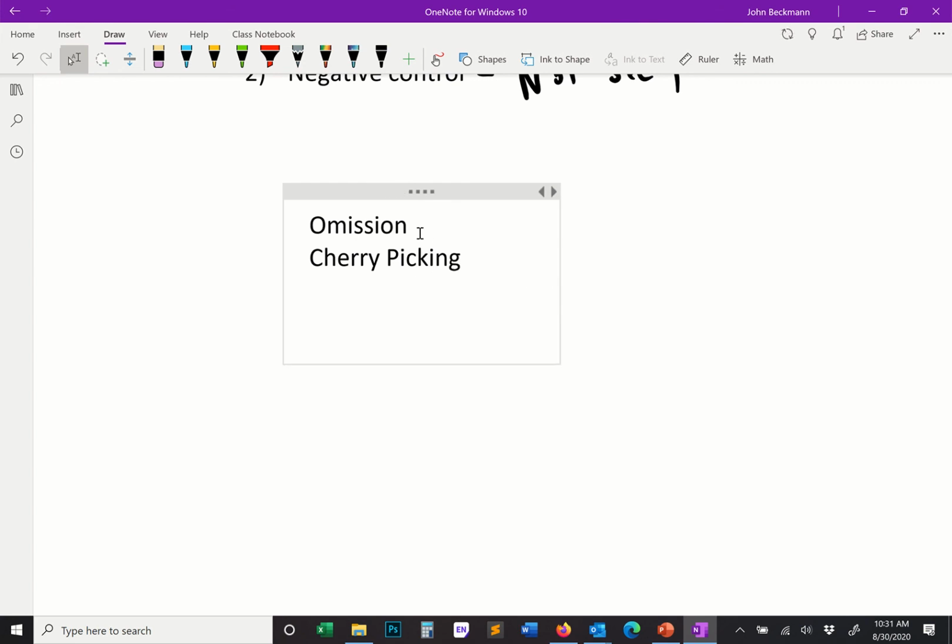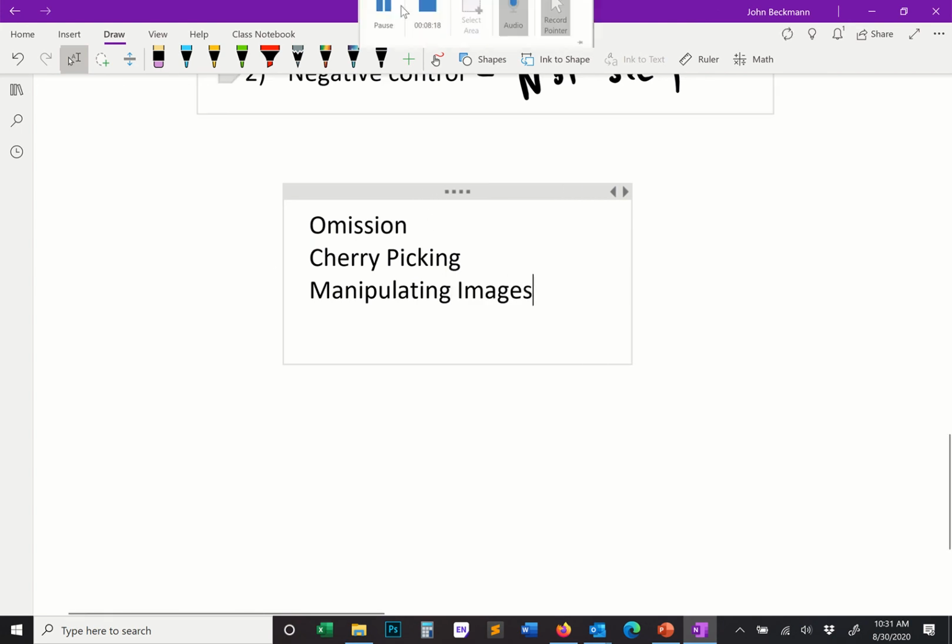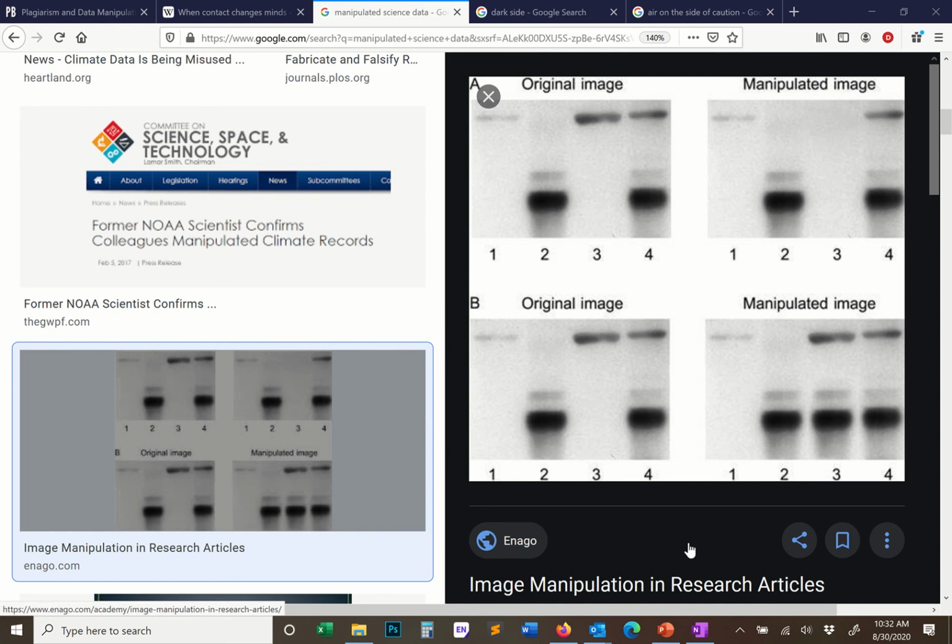So far on the list of manipulations, we have errors of omission. Nope, spell that right. We have cherry picking. And then we have actually manipulating images. Don't ever do this. Let me show you an example of this. So here's an example of this.